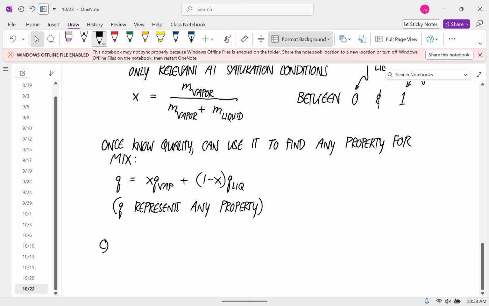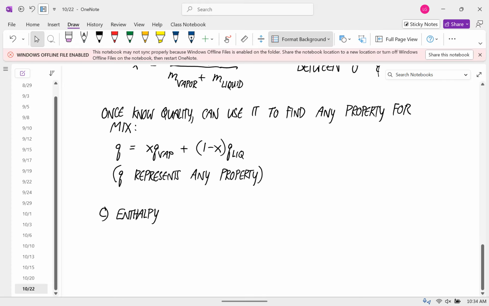Part C is enthalpy. The extensive enthalpy is equal to the extensive internal energy plus the pressure times the extensive volume. The specific enthalpy is the extensive divided by the mass, and you can also calculate that as specific internal energy plus P times specific volume.